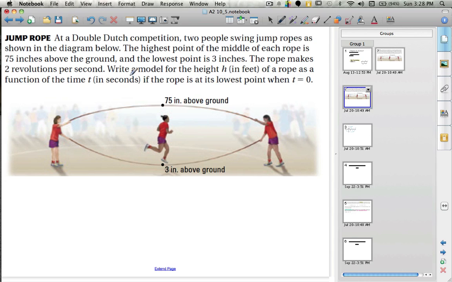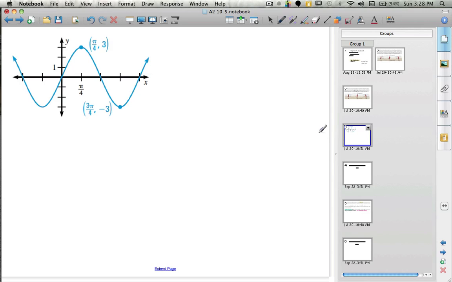Generally, when they say write a model, that means write an equation that models this situation. So before we do this problem, let's just practice doing that in general. So here is a function. This is a sinusoid. And what are the key parts that I want to find? So we're talking about y is equal to a times the sine of x minus h plus k.